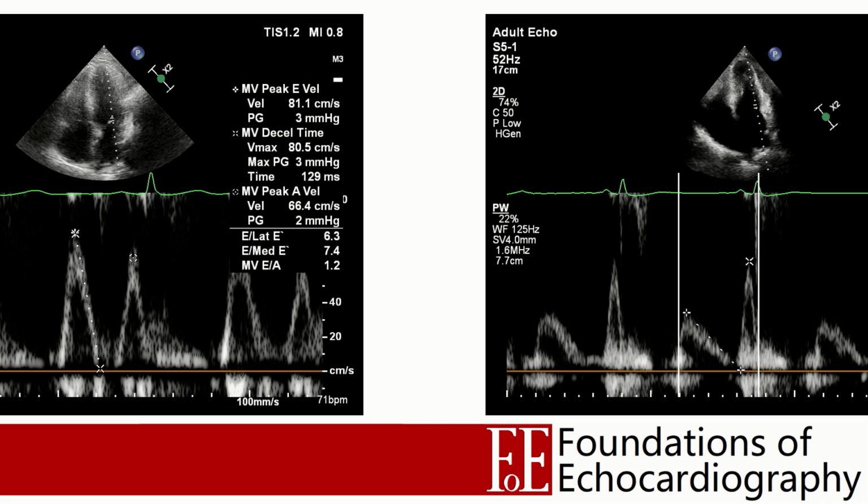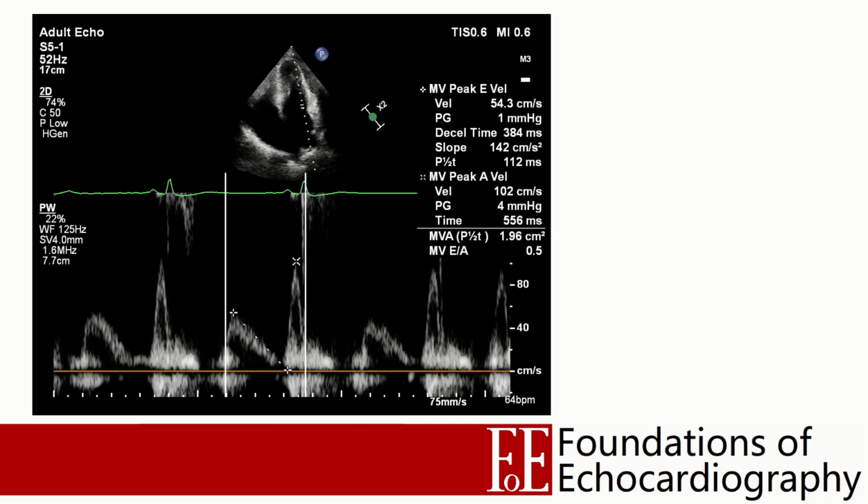Let's move on to another example. So here we have a lady in her late 70s without any known cardiac disease, who I was scanning because she had a pleural effusion and I wanted to determine if her left atrial pressure was likely to be elevated. Her LV was of normal size with a normal ejection fraction, but her LA cavity was right at the upper limit of the normal reference range.